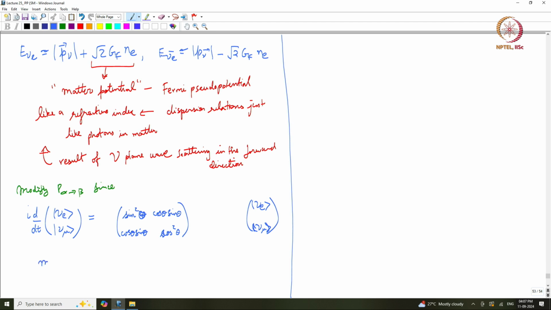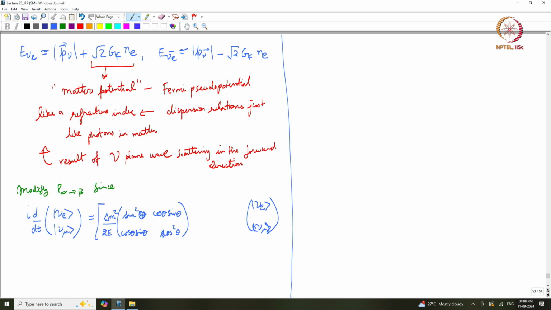If it was the mass eigenstates, I would just have had this. In fact, not even m squared. I would have had just this in the mass eigenstate, but I am going back and writing the Hamiltonian in the flavor basis rather, and that gives me this. So, I am undiagonalizing the mass matrix, and I get this in the flavor basis.